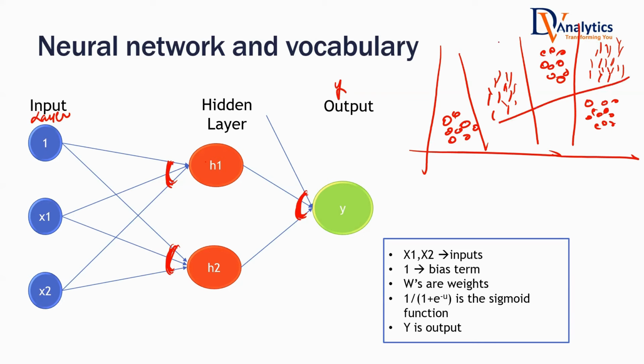Let us suppose again you have zeros here. You will add one more decision boundary. Again, you have ones here. You will add one more decision boundary. Again, you have zeros here. You add one more decision boundary. You add one more. Again, if you have ones here, again, you add one more decision boundary.